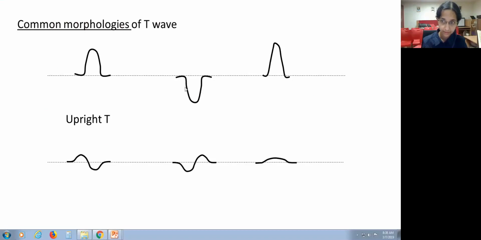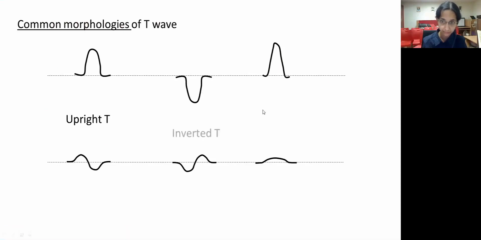This is an inverted T wave. Yes. How will you define the next T wave? This is a tall T wave or a peaked tall T wave. How will you define this T wave?